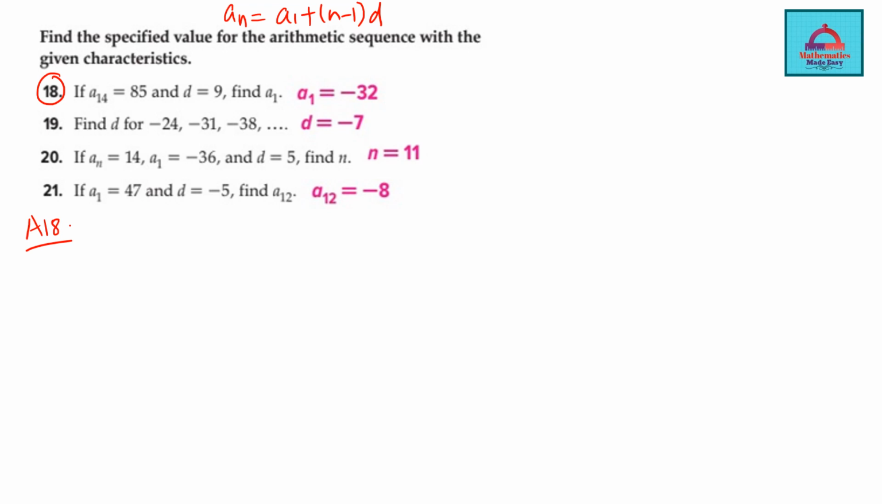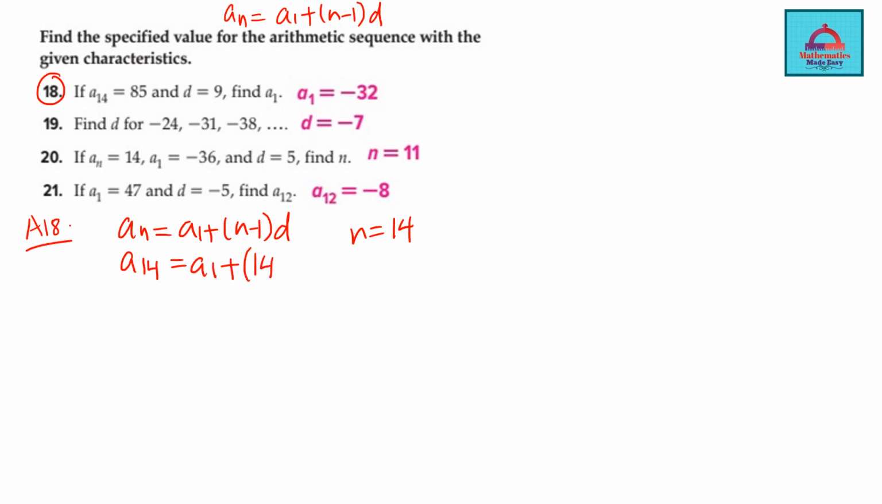So I will write first the formula an equal to a1 plus n minus 1 d. Now which term is given to you? 14th term. That means a14 is given to you. That means the value of n is 14. What is the first term? You don't know. Keep it like that.